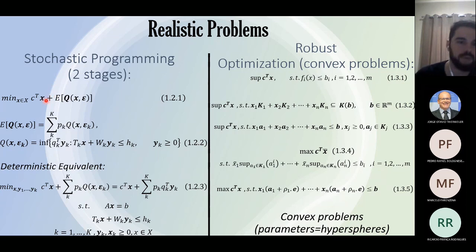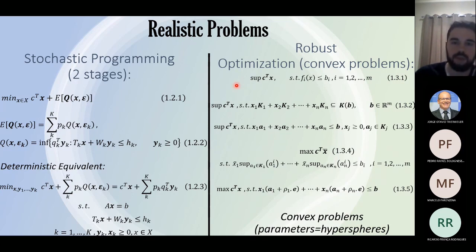And basically this problem here is transformed into another problem to be solved then. It is called deterministic equivalence. So it is a big linear problem here. I will talk about the drawbacks of this methodology, and after that, I will talk about the drawbacks of robust optimization. Robust optimization is actually used for linear problems, okay, convex problems. You can use it for nonlinear problems, but it must be convex.